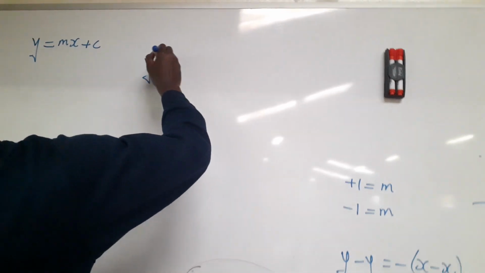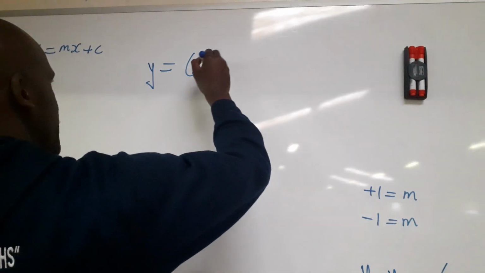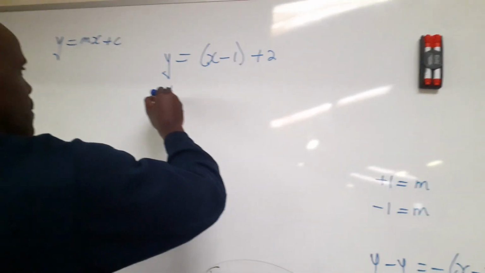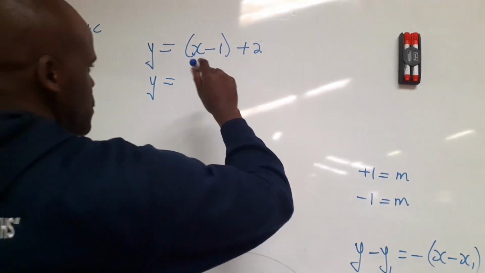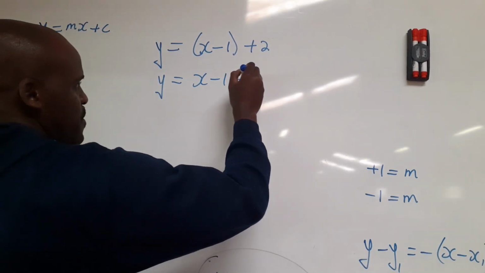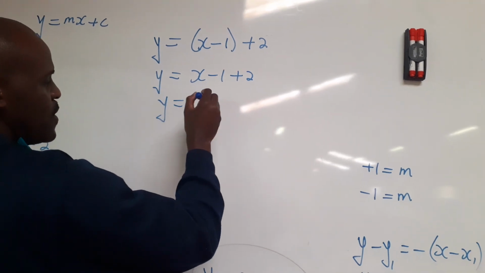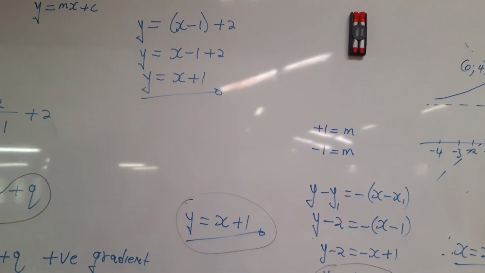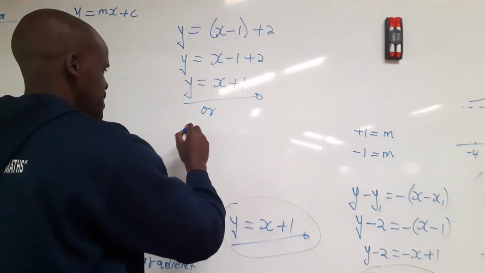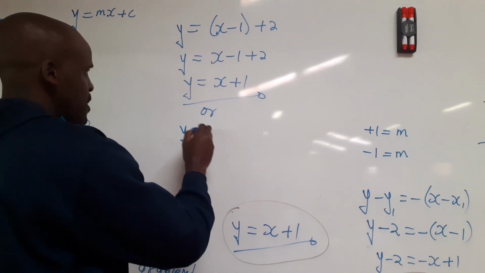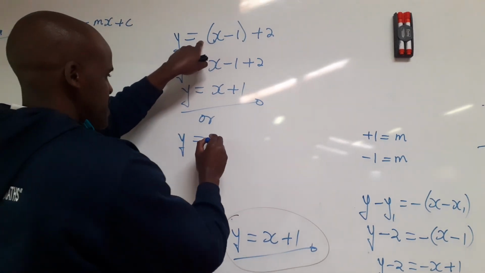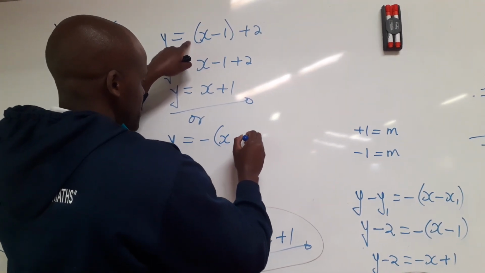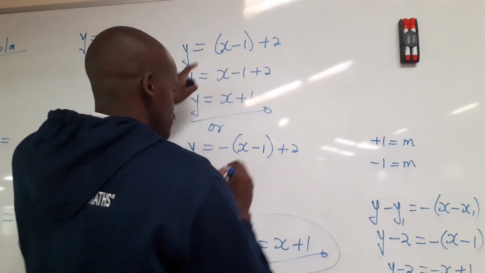For a positive gradient, it's y equals x minus 1 plus 2. You just solve here, it's x minus 1 plus 2, which is equal to y equals x plus 1. Same as that one. For a negative gradient, it's y equals, you just multiply our denominator by negative, it's minus into x minus 1 plus 2.